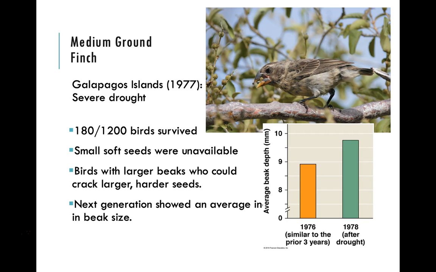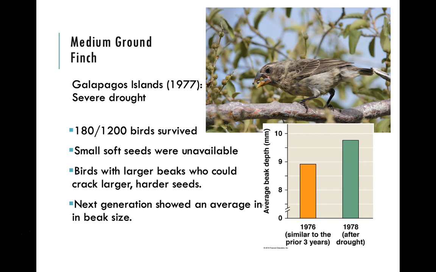If you have small beaks, in an environment where there's no food, selection is going to act against you. You're not going to survive. You're not going to produce offspring. You're not going to pass those small beaks on to the next generation.